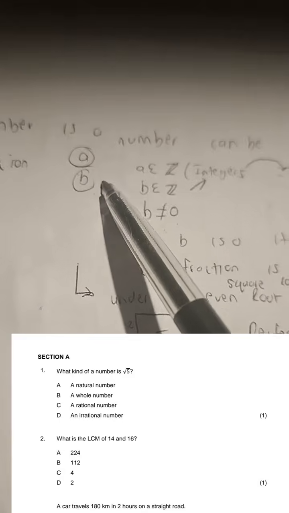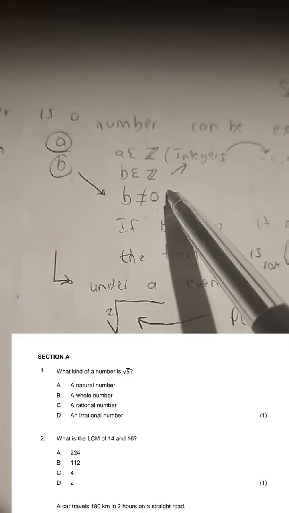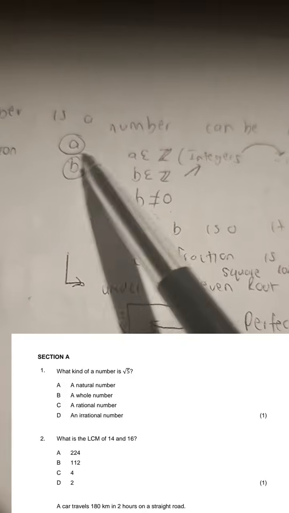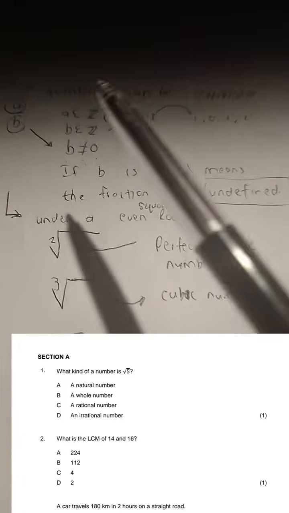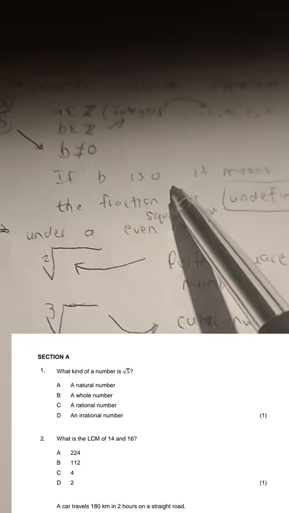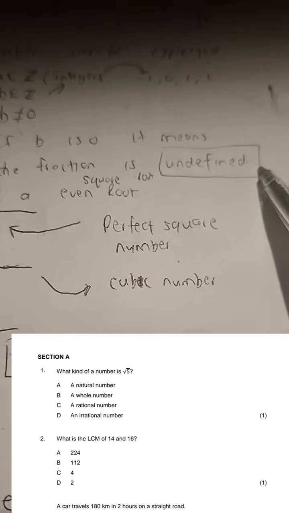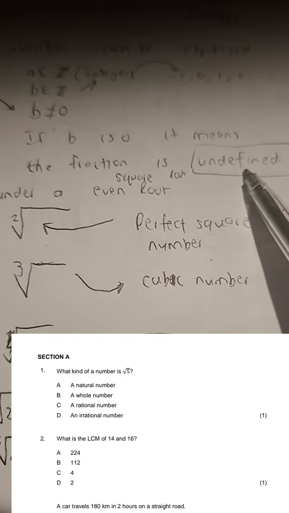So as long as the numerator and the denominator are both integers, and the denominator can never be 0, then we know that this is a rational number. Okay? We know that when B is 0, meaning the denominator is 0, then the fraction is not a rational number, but it is undefined.